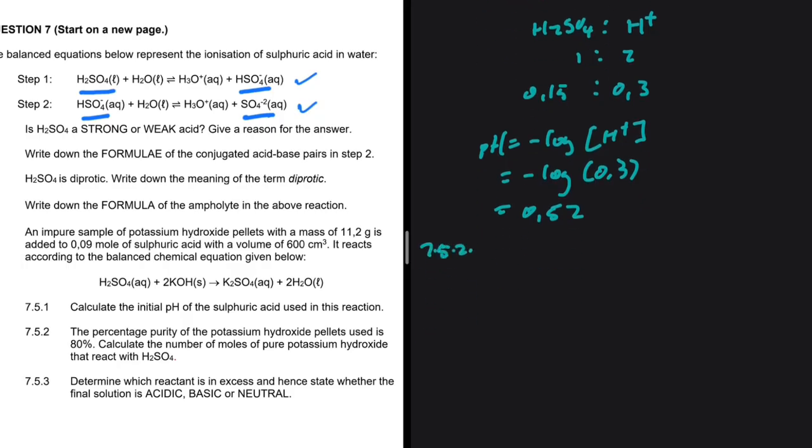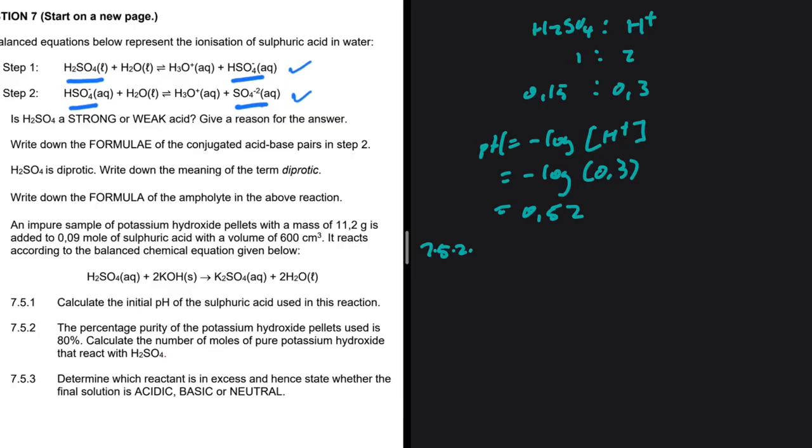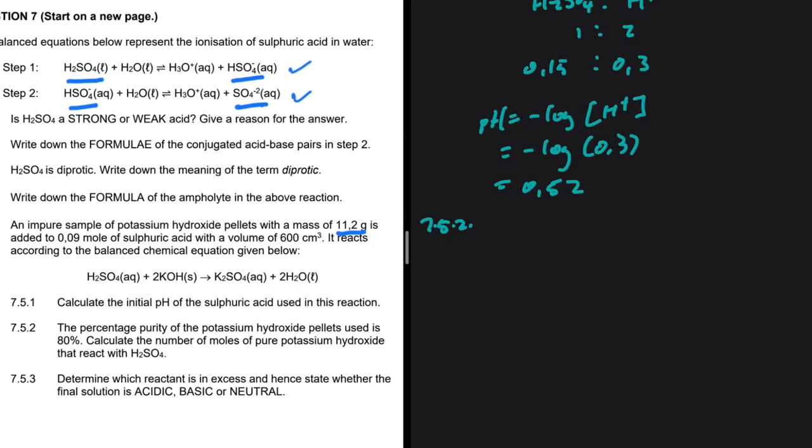7.5.2. The percentage purity of the potassium hydroxide pellets used is 80%. Calculate the number of moles of pure potassium hydroxide that react with H2SO4. Right. The mass of the impure sample is 11.2. We want to calculate the number of moles of pure potassium hydroxide. The question we're asking ourselves is, what is 80% of 11.2?